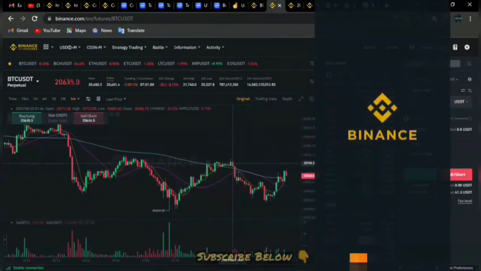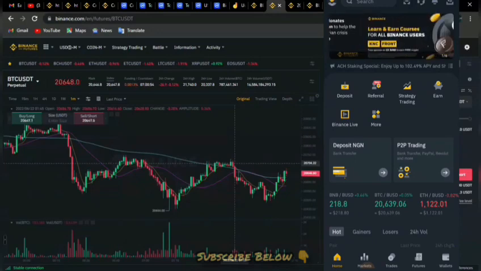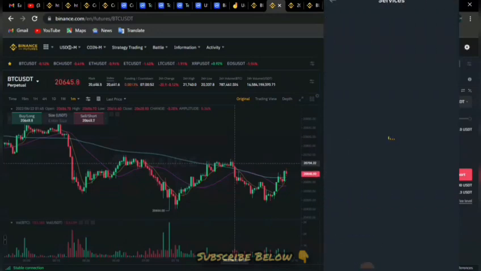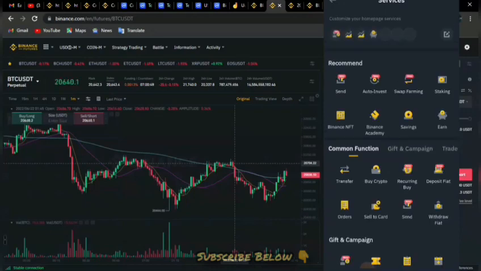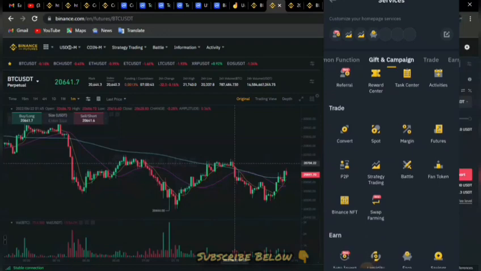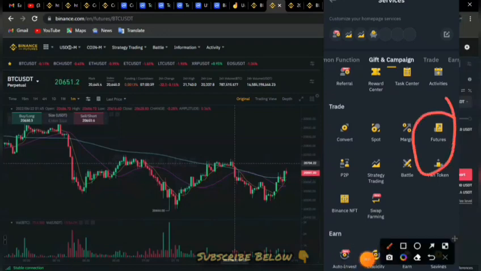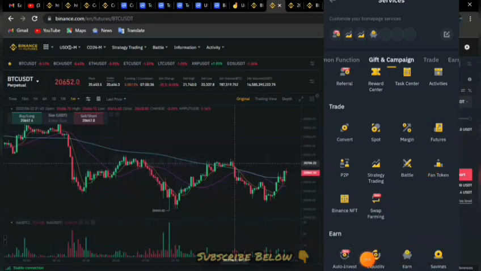So guys, for users who are using the mobile app, all you need to do, once you're logged into your mobile app, is click on this menu here that says more. It's going to take you directly to the list of services available on the Binance platform. Here you can go over to the trade menu and click on the futures icon. You can see the futures icon right here. All you need to do is click on it. It's going to take you directly to Binance futures where you can now start trading.